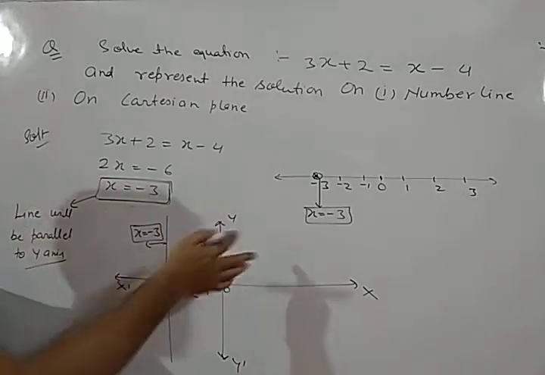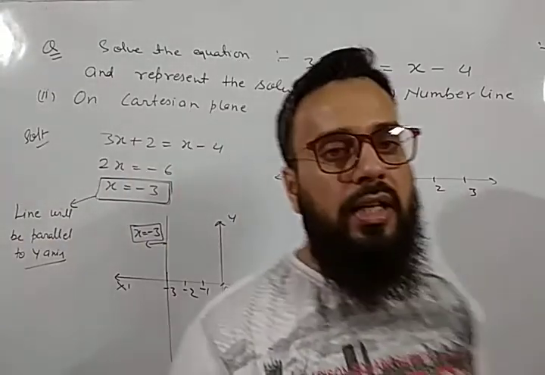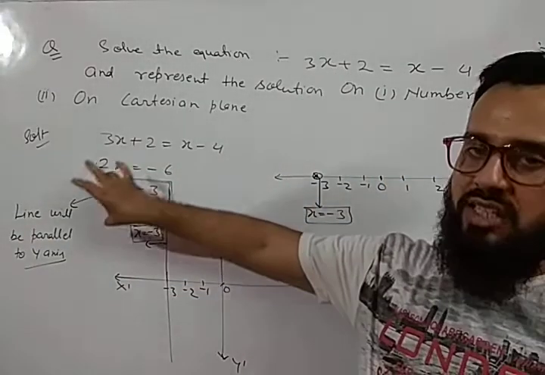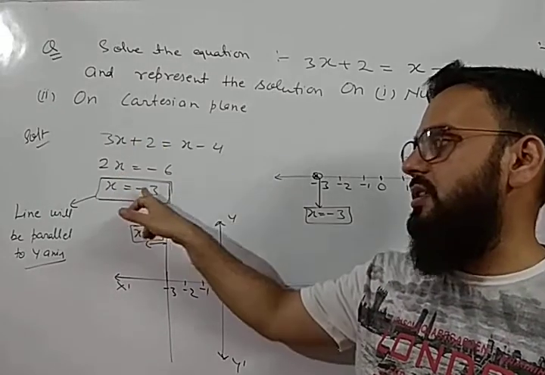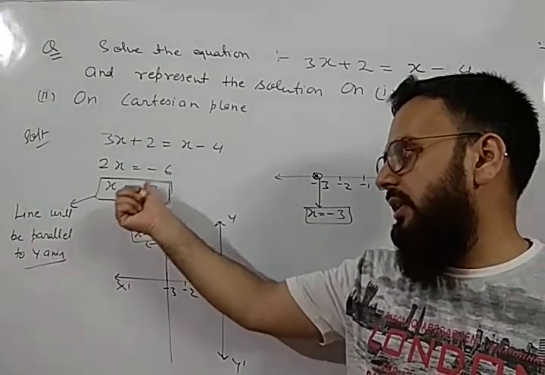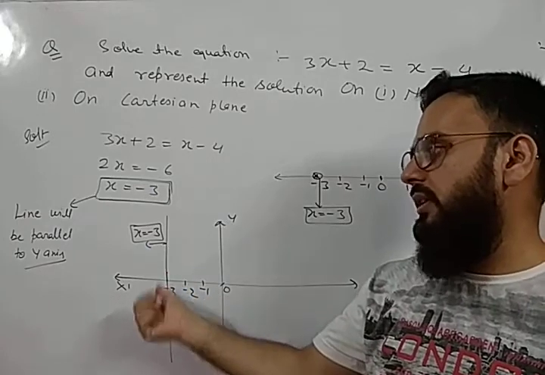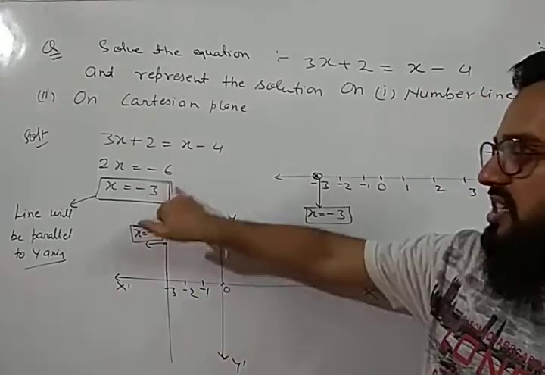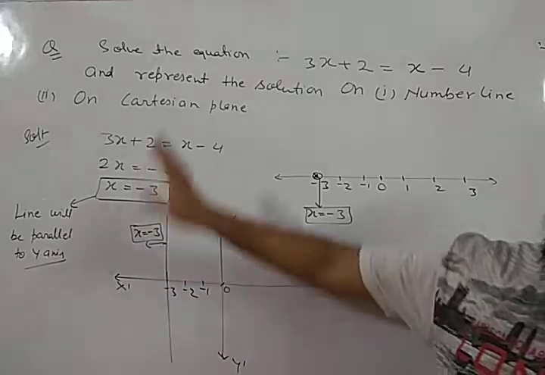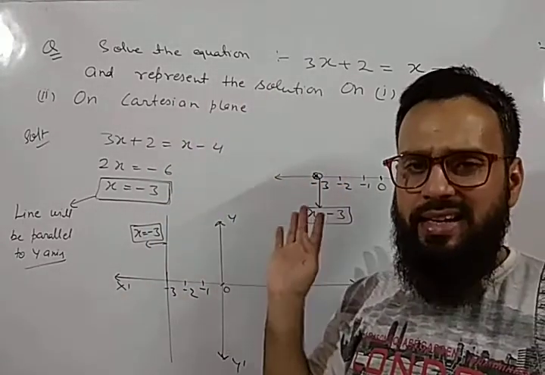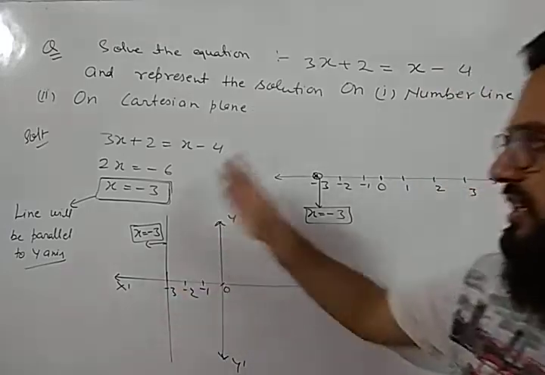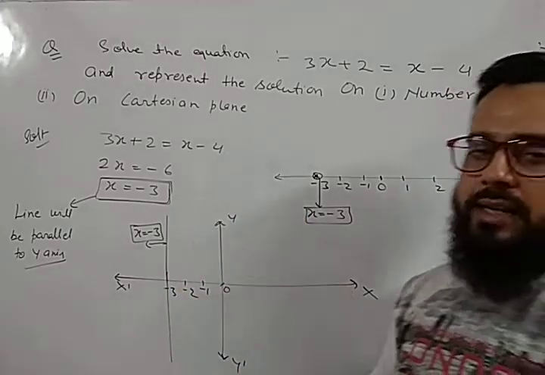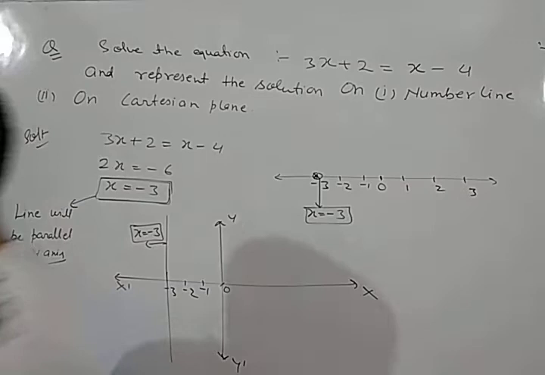You need not draw any table or anything. You have to remember only the concept that any equation of a line parallel to y-axis is given by x = constant. The number is -3, so the line will pass through -3 and be parallel to y-axis. You will simply draw the line directly, with no need to draw the table or any other thing. In this way you can solve questions based on lines parallel to x-axis and y-axis. Note it down.